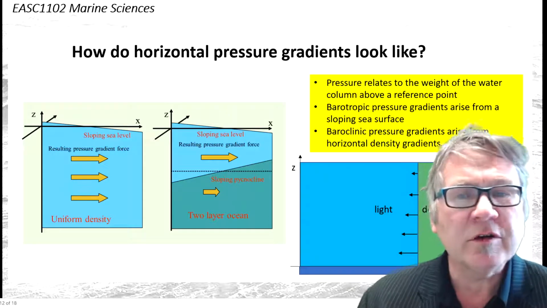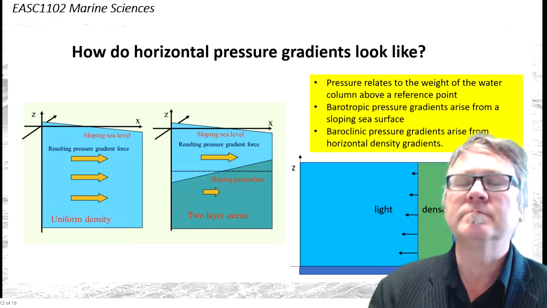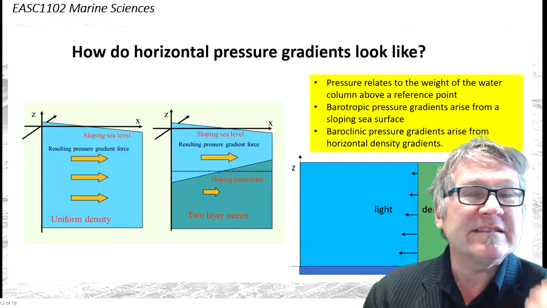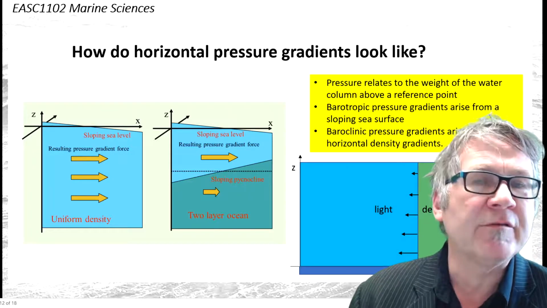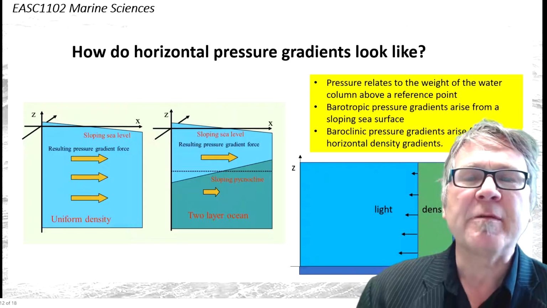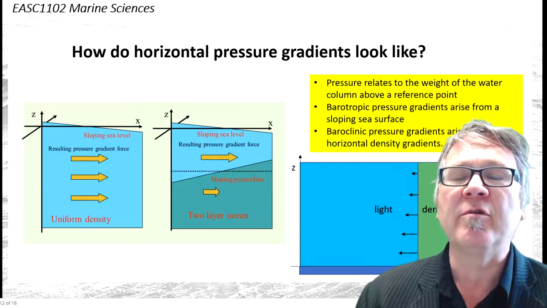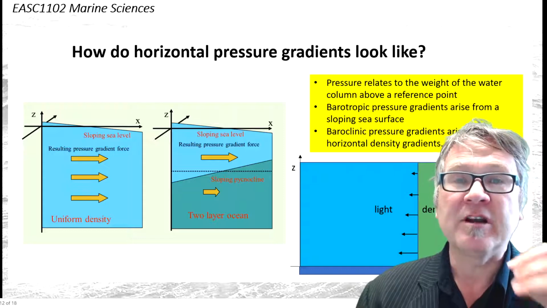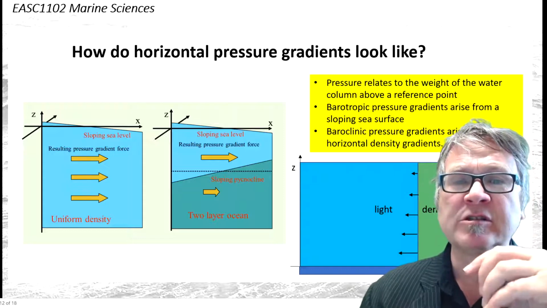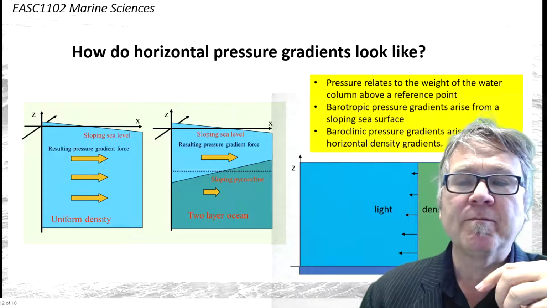So what do horizontal pressure gradients look like? In order to understand horizontal pressure gradients, you have to remember that pressure relates to the weight of the water column above a reference point. Pressure itself is proportional to the weight of water above you.